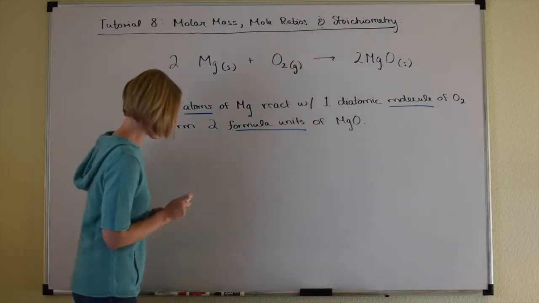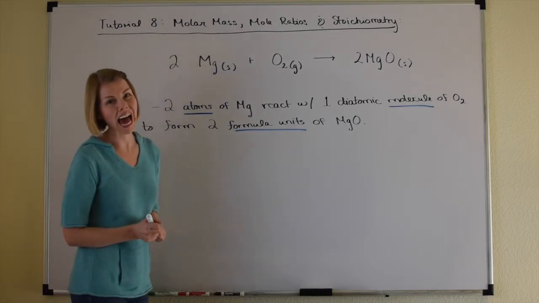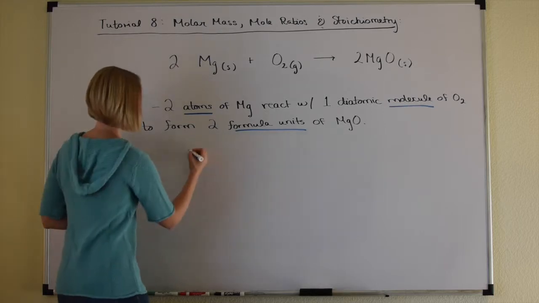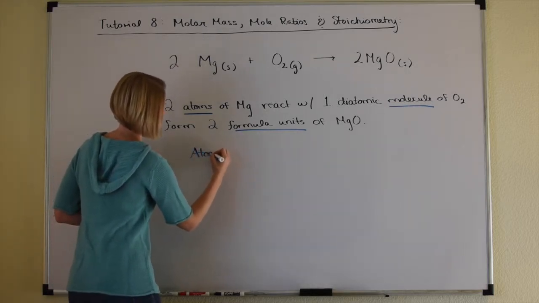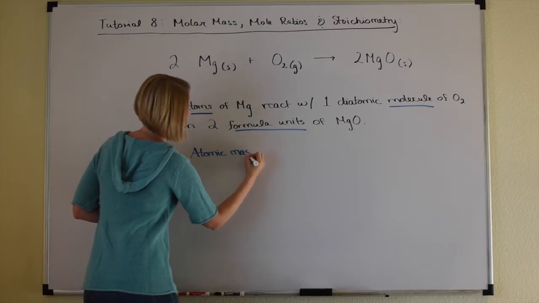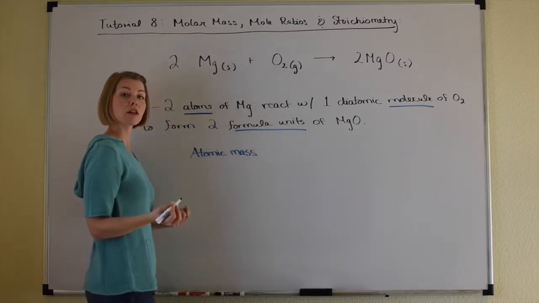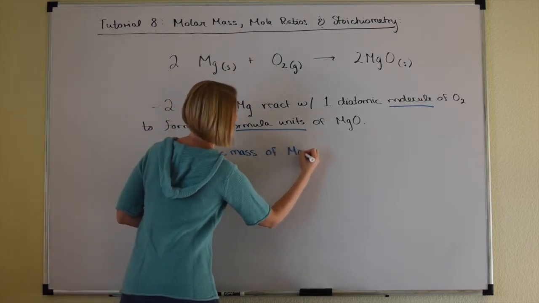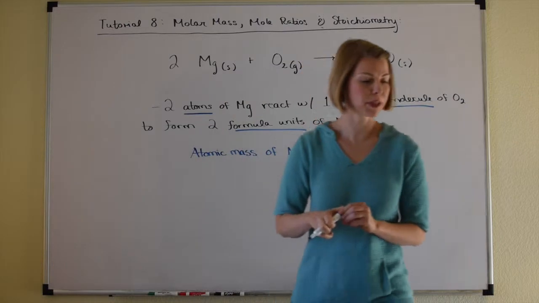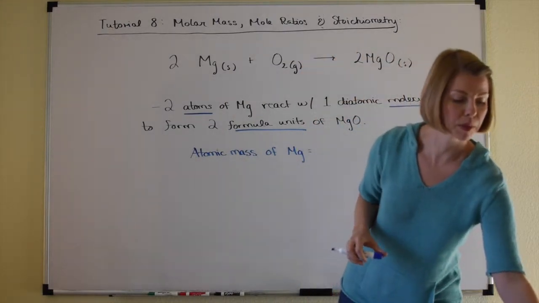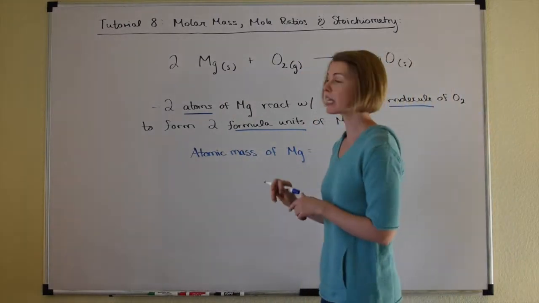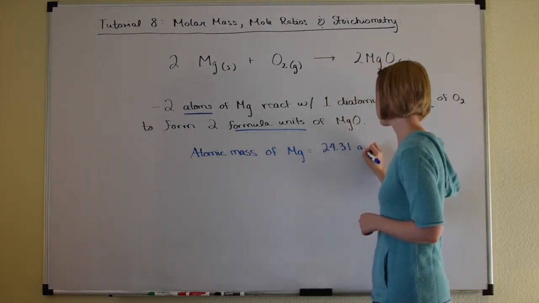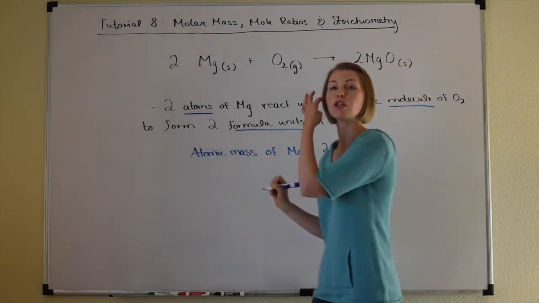So let's just think for a minute. How small is an atom of magnesium? Well, we can check the periodic table. Remember that the atomic mass is given for each element in the periodic table. So the atomic mass of magnesium, let's look it up, just grab a periodic table, and I'm going to go out to 2 decimal places here, 24.31, and remember the unit is atomic mass units.